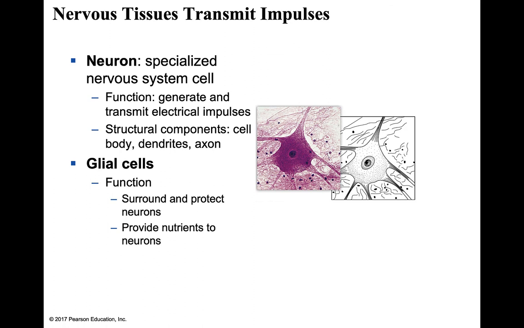Then most of the cells that you find in nervous tissue are glial cells. So this is the support system to neurons. So they're going to be all around those neurons. They're going to provide protection, and they're also going to be providing nutrients to the neurons themselves.